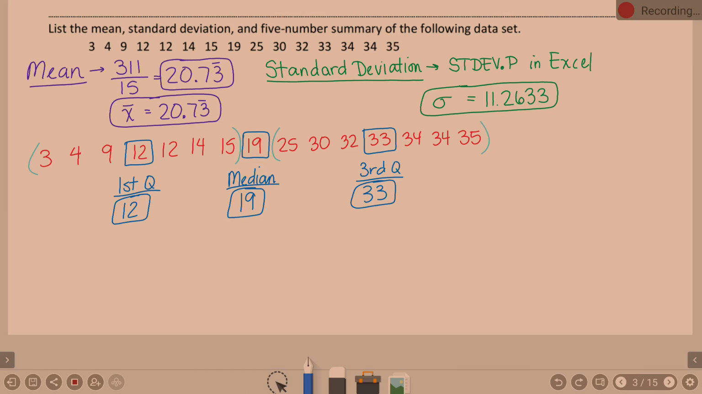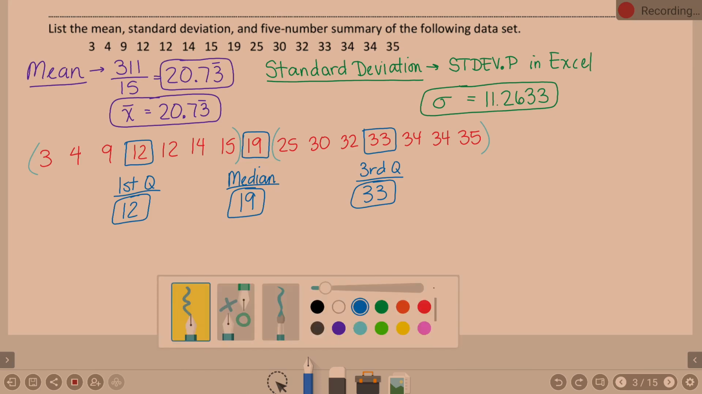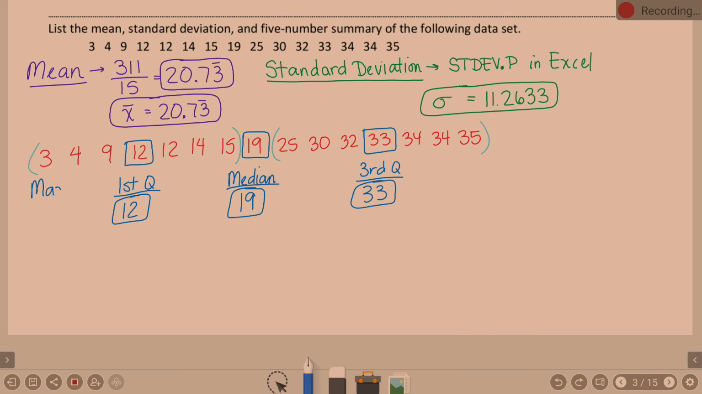3 and 35. You need your minimum value of 3. And now you need your maximum value of 35.